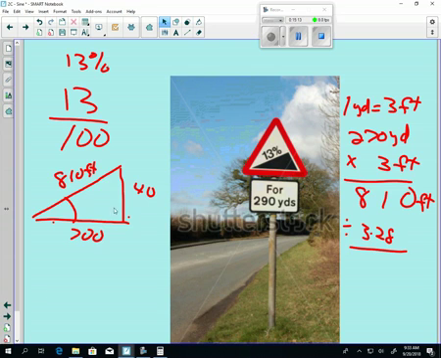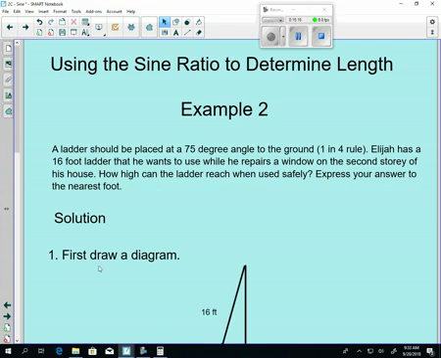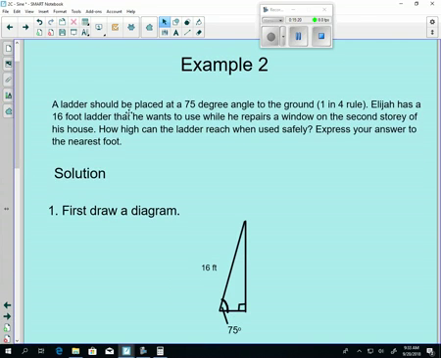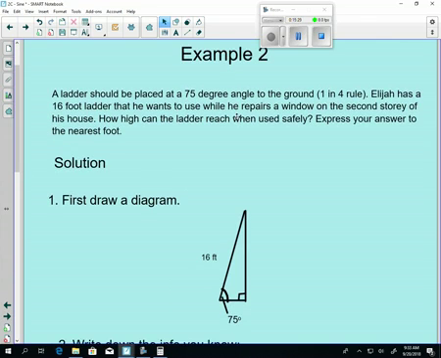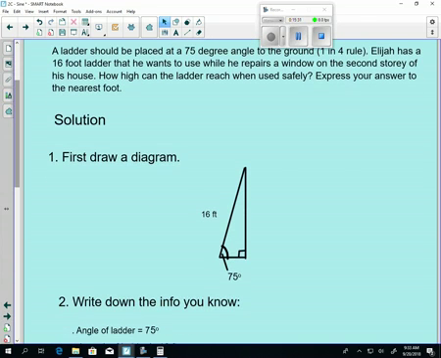All right, let's get to sine. Now, we're going to have a situation here where a person puts a ladder against the side of a house and it is placed at an angle of 75 degrees to the ground. So this is the ladder, leaning against the house, and it makes an angle of 75 degrees with the ground. And the rule is that if you have it at a 1 to 4 rule, it's safe.